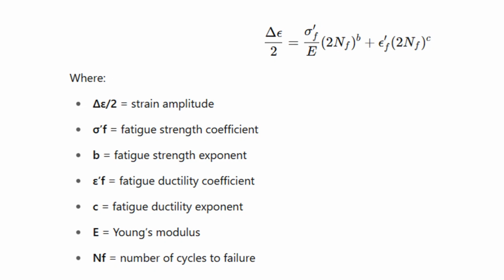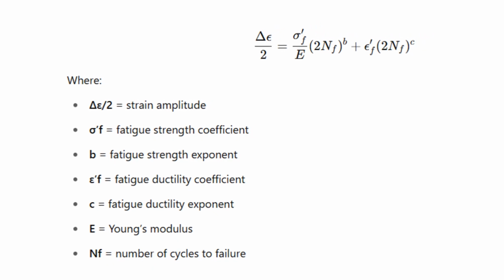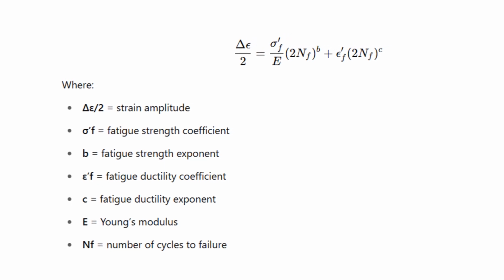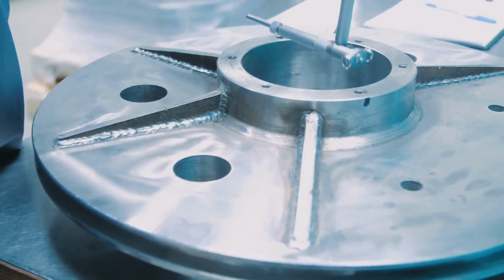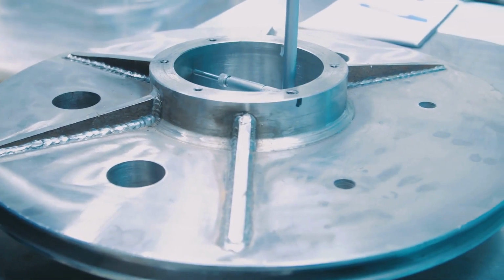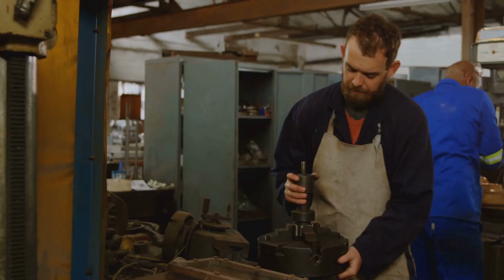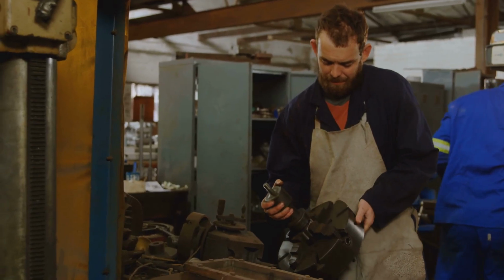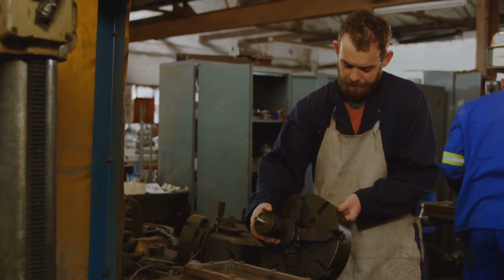The strain life, or epsilon n method, however, takes a different, more detailed perspective. It shines when dealing with low cycle fatigue. This is where plastic deformation, that permanent set in the material, becomes significant. Stress concentrations like notches or holes cause local yielding even if the overall applied load is not enormous.